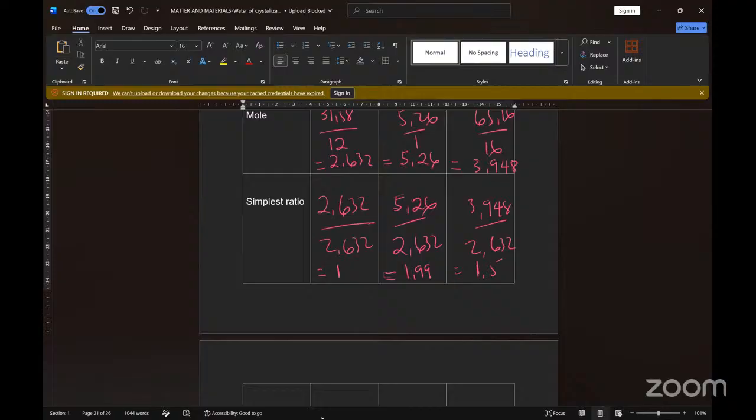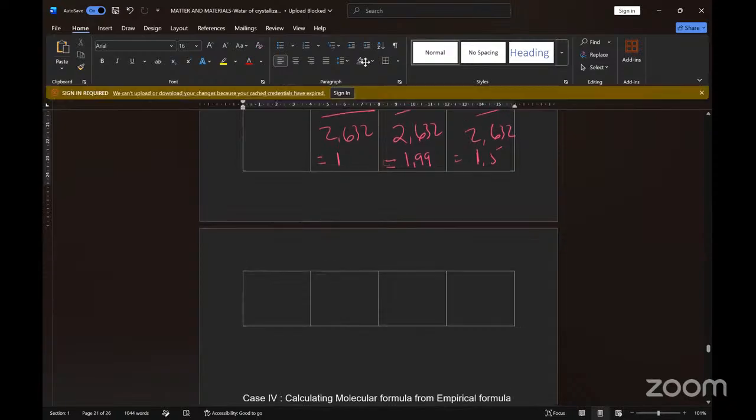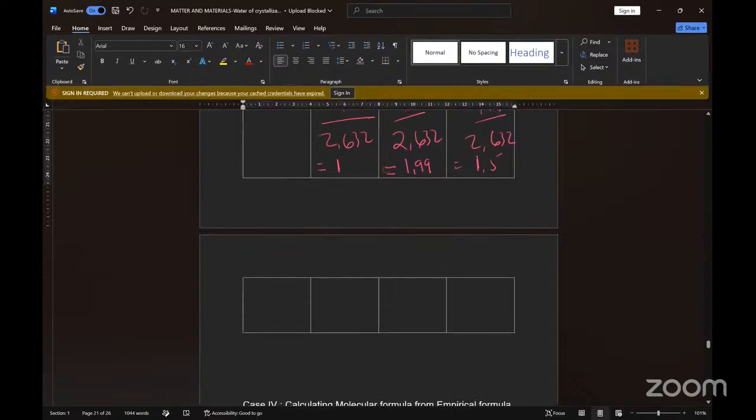So obviously, we would look at what is happening. This one here would be 1, because we got 1. This one, 1.99, yeah, it's approximately 2. But then this, we cannot say it is 3, because when you put it as 3, it introduces a big error. So we still leave it as 1.5.